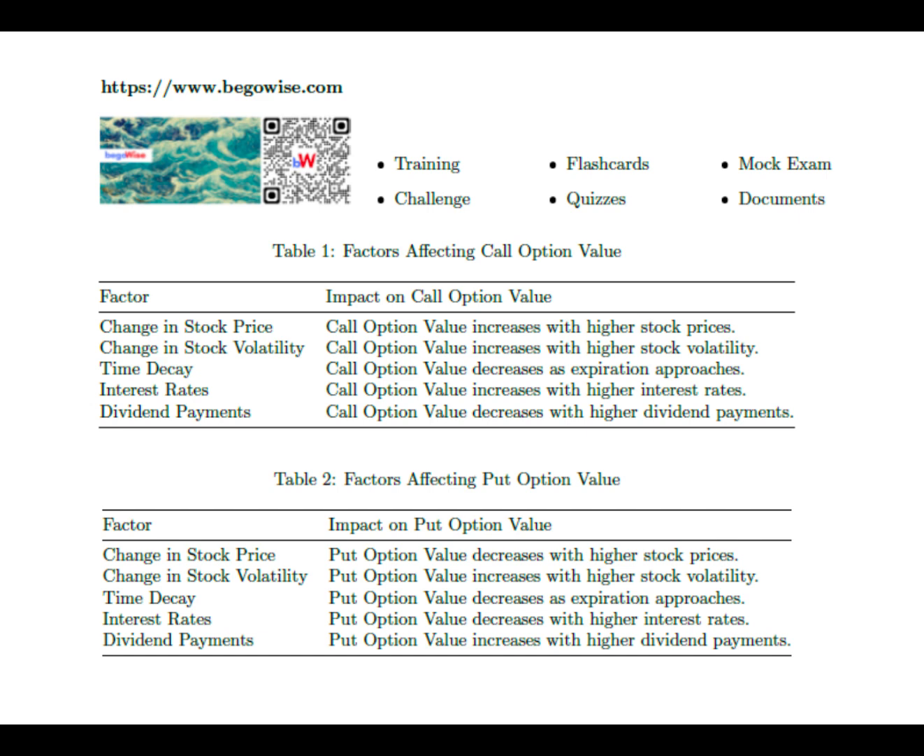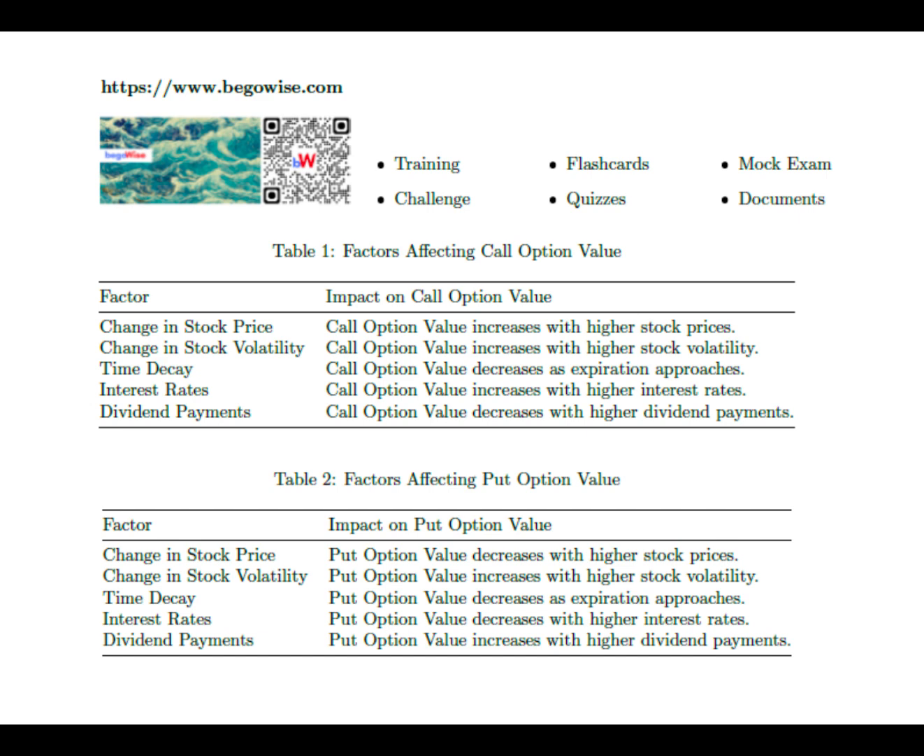5. Dividend payments. Dividends are like a reward paid out by the company. When a company pays a dividend, the stock price usually drops by the amount of the dividend. For call options, this means the option becomes less valuable because the stock price drops, making it less attractive to buy the stock at the strike price. So, higher dividends decrease the value of call options.